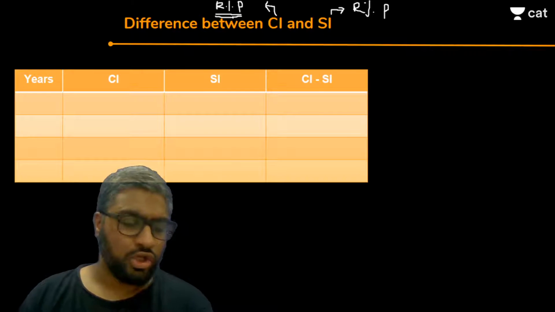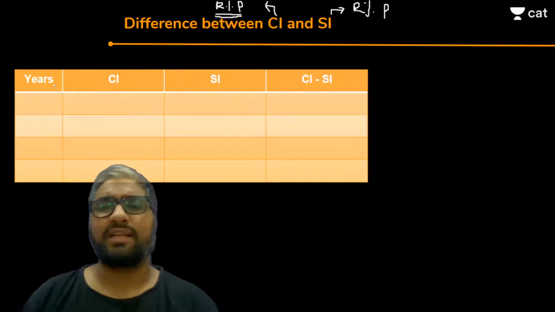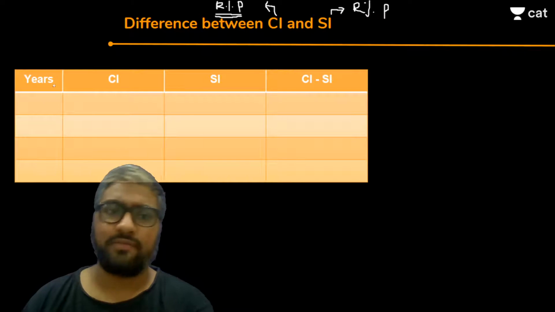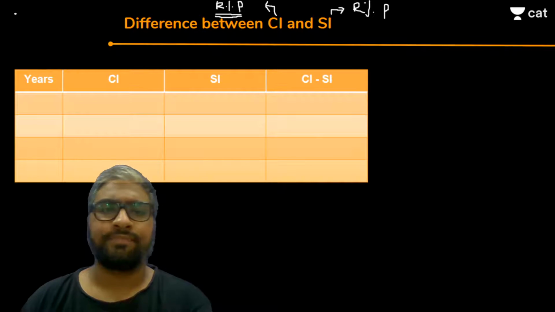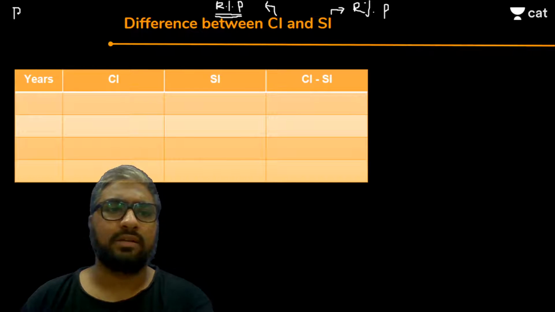Super. So let's begin with the difference between these two. Let us assume that the principal amount is 1,000 rupees.